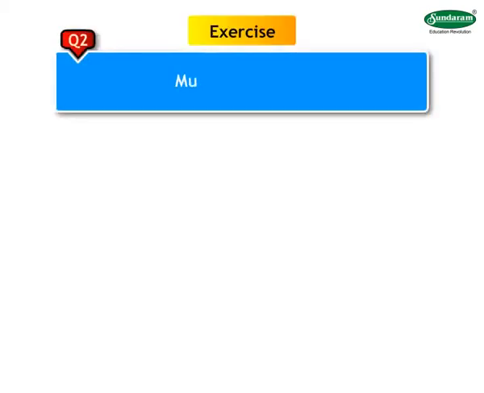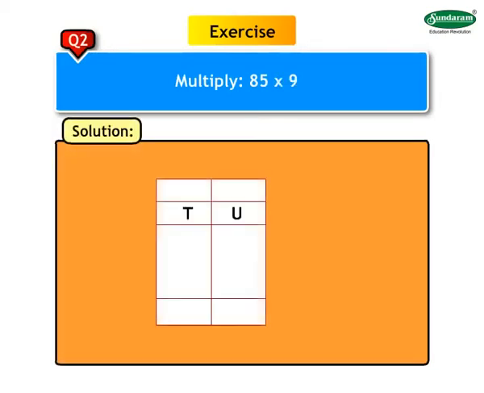Question 2. Multiply 85 by 9. First multiply the units digit 5 of 85 by 9. 5 multiplied by 9 is equal to 45. Write 5 in the units place of the product and carry over 4 to the tens column. Now, multiply the tens digit 8 of 85 by 9.